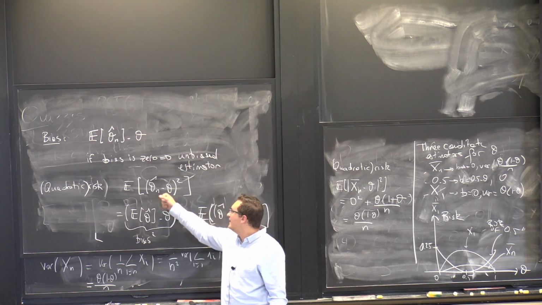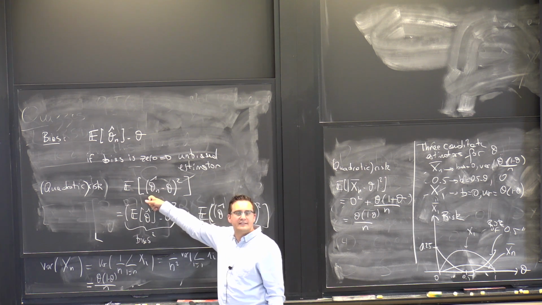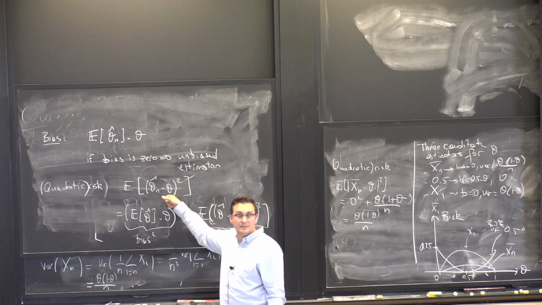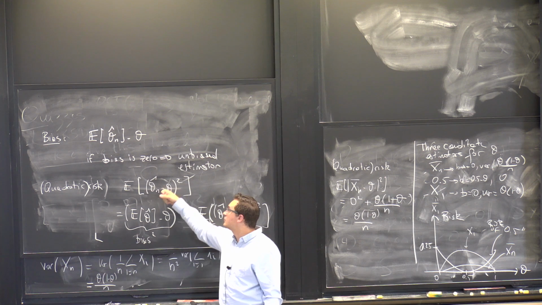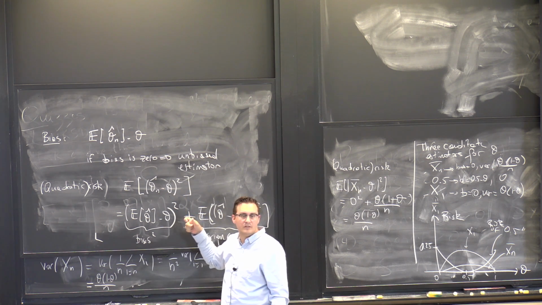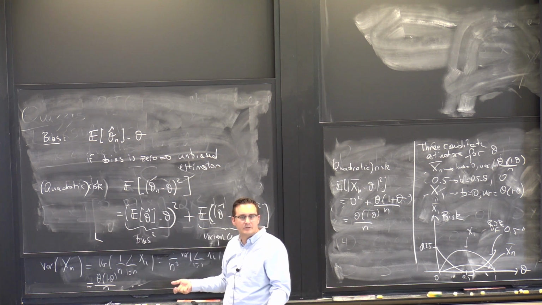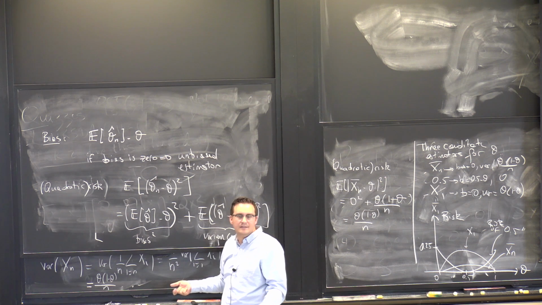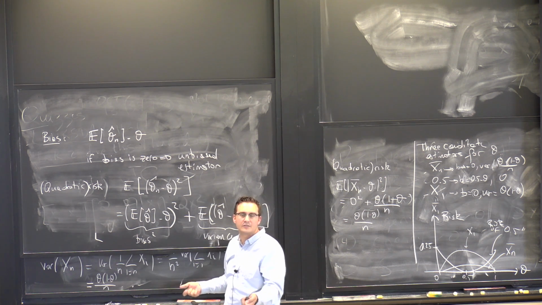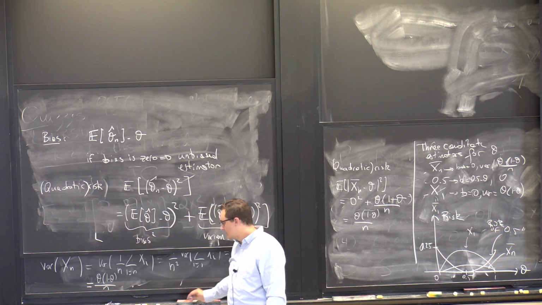And here it's saying, well, I really don't care what the expectation of theta hat is. What I want to get to is theta. So I'm looking at the expectation of the squared fluctuations around theta itself. If I'm unbiased, it coincides with the variance. But if I'm biased, then I have to account for the fact that I'm really not computing the expectation.